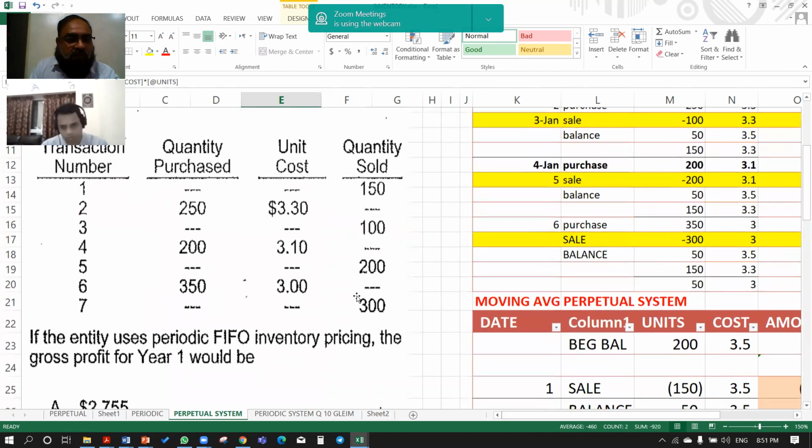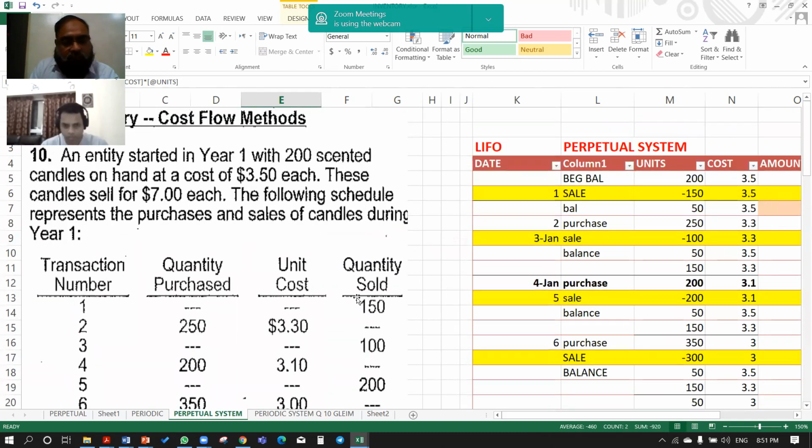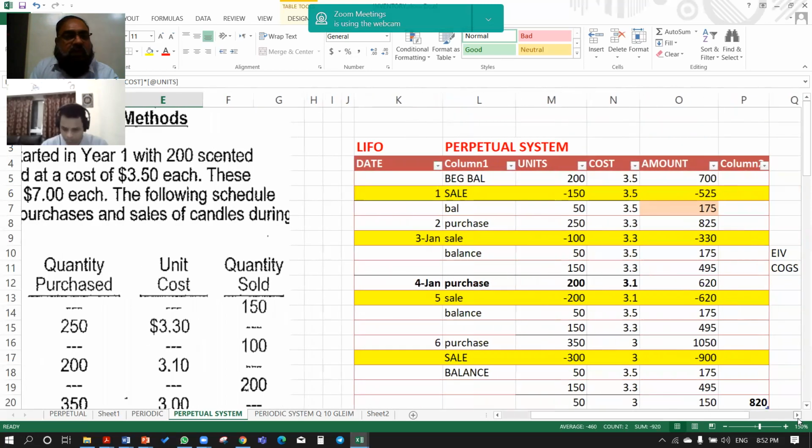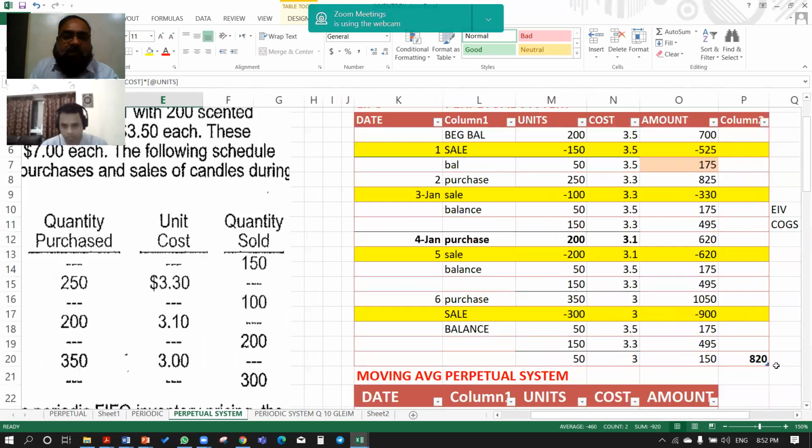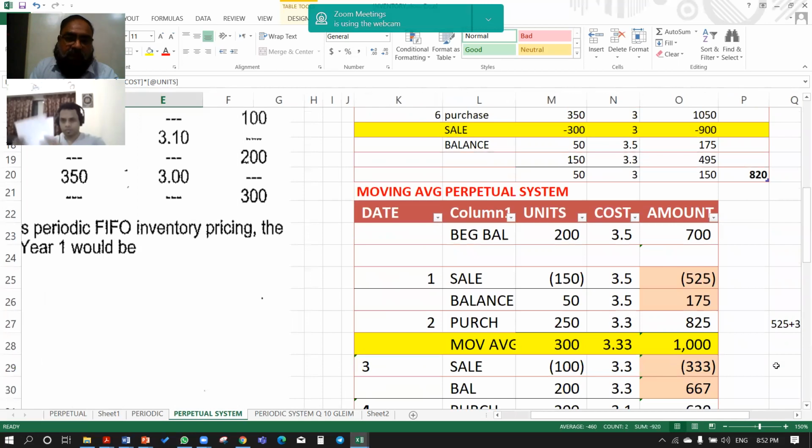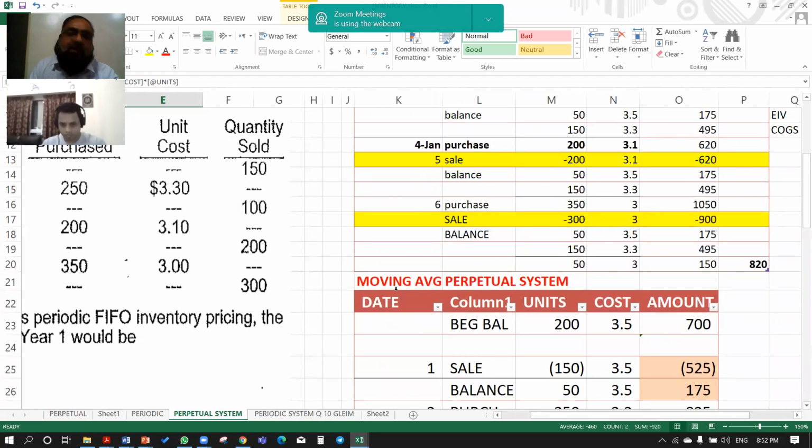Is there any confusion now? No, it's clear. Very much clear. Now we are going to the third method under the same perpetual inventory system, and that is called moving average. I told you why it's called moving average: because before every sale, we will find out the average. Before every sale, we will find out the average, meaning at what rate you will sell.